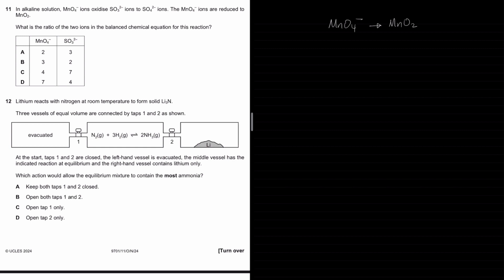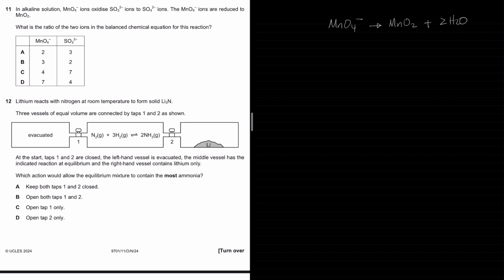The manganese atoms are balanced. Now we need to balance the oxygens. On the left hand side I have 4, on the right hand side I have 2. So to balance the oxygens I need to add water. On the right hand side I can add 2 molecules of water. Now by adding the 2 molecules of water, I've also added 4 hydrogens.